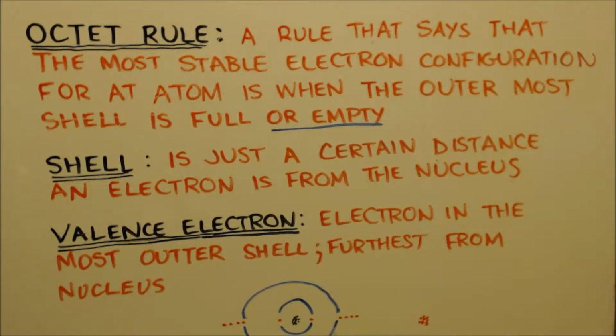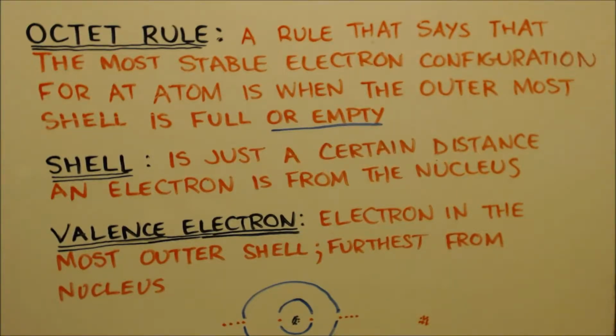So the outermost shell. What is a shell again? A shell is just a floor number. If you're on floor 1, you're on shell 1. If you're on floor 2, you're on shell 2. It's just a certain amount of distance that you're away from the nucleus. The higher number shell or the higher number floor means that you're further away from the nucleus.